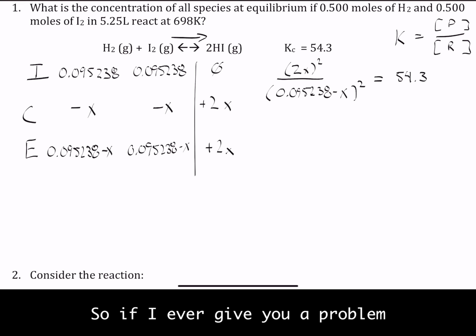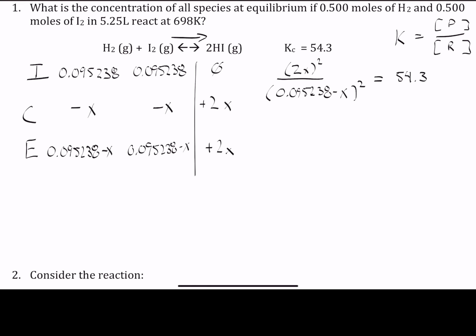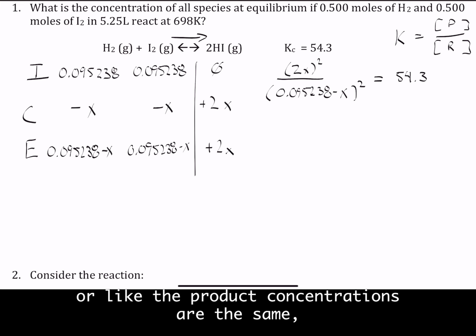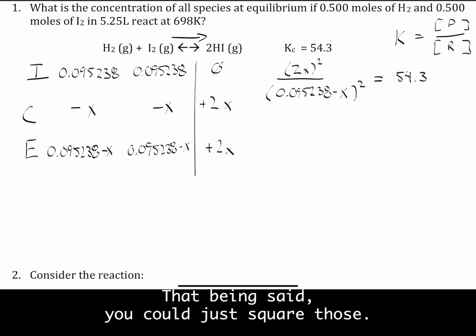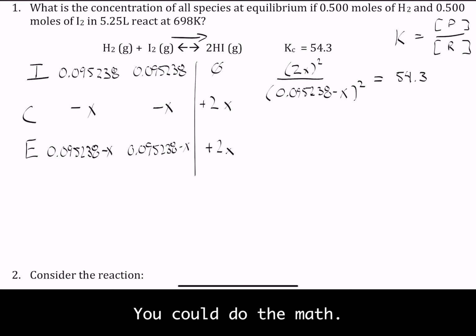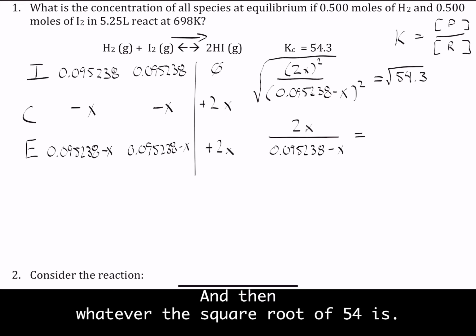So if I ever give you a problem on a test where the reactant concentrations are the same like this, or the product concentrations are the same, I'm trying to be nice and give you a way to make it simpler. That being said, you could just square those, do the math, use the quadratic formula, and you'll get the same answer. It'll just take longer. So then we get 2x over 0.095238 minus x, equals whatever the square root of 54 is.